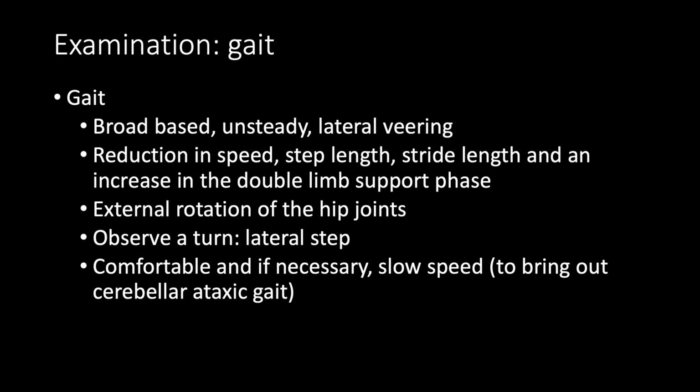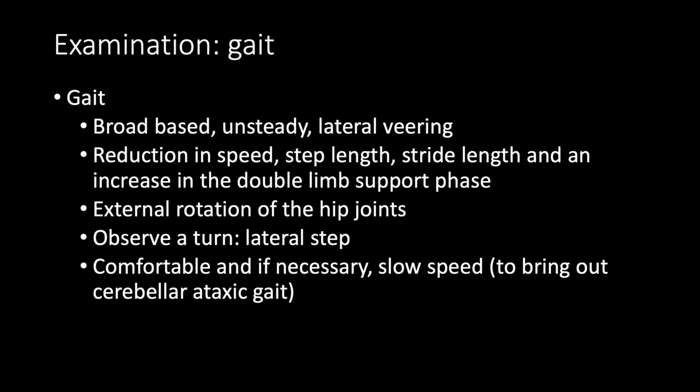So let's talk about gait first. The classic cerebellar gait is that which is broad-based, unsteady with lateral veering. There's a reduction in speed, step length, as well as an increase in the double limb support phase. Importantly, there's external rotation at the hip joints.